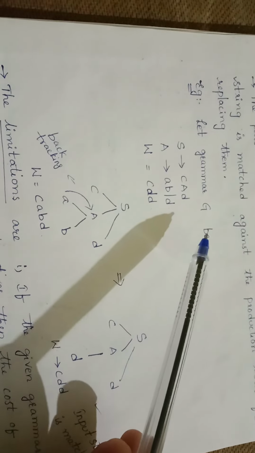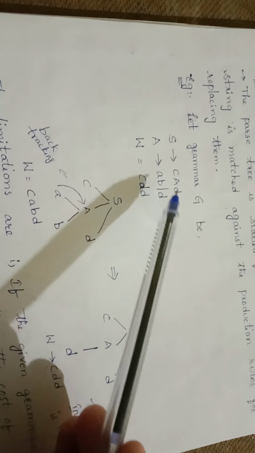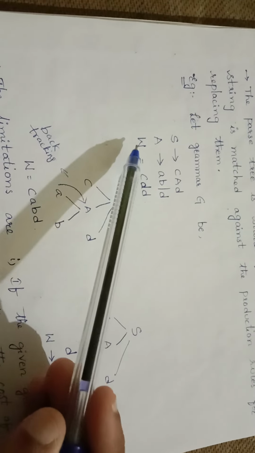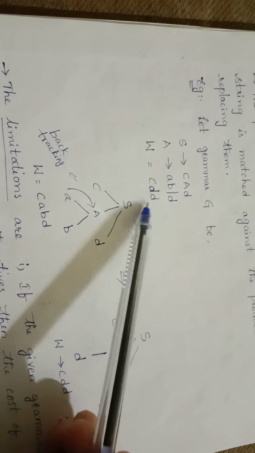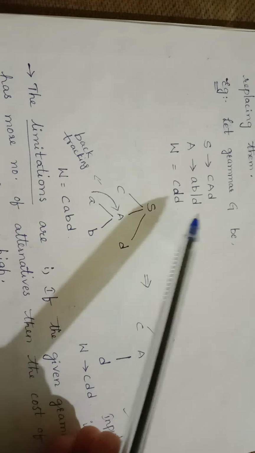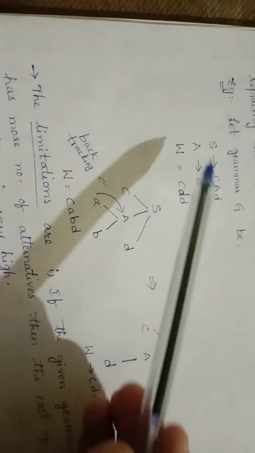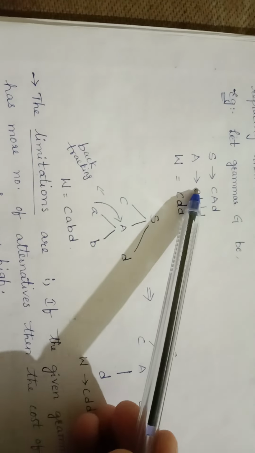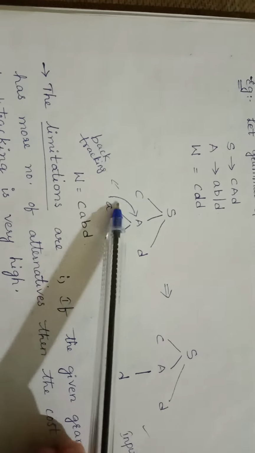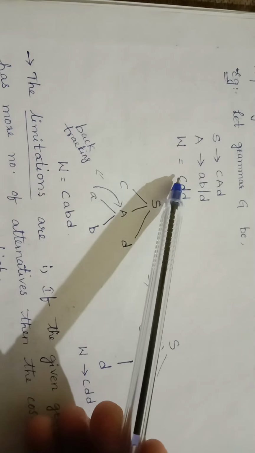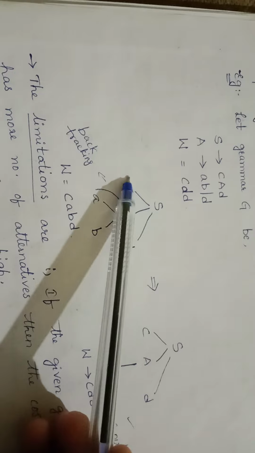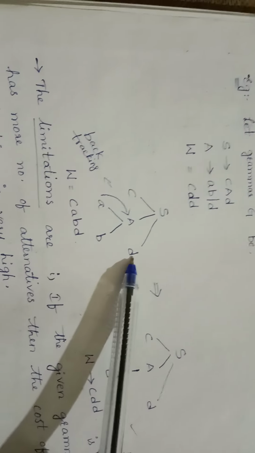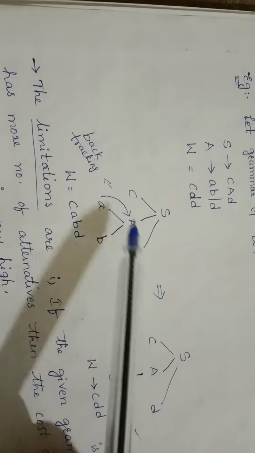Let us consider the example grammar as S tends to CAD and A tends to AB or D. So the string we need to derive is CDD. So see here, S tends to CAD. Now again A tends to AB or D. So we don't know which one to consider. So we are considering AB. Okay, A tends to AB. So what is the string we need to derive? CDD. But the string we got here is CABD.